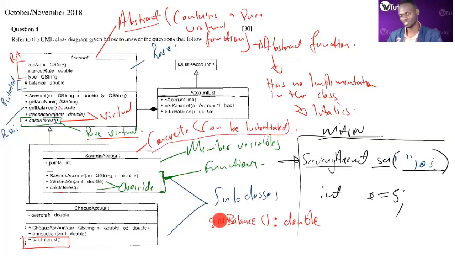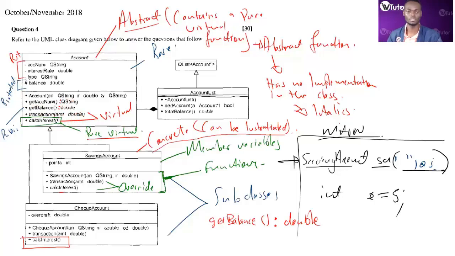So it means this is your function. The arguments will go inside the brackets. After the bracket, colon, return type. If there's nothing here, it means it's a void function. Like you see calc interest. There's nothing after the closing bracket, which means it's a void function. But get balance returns a double.